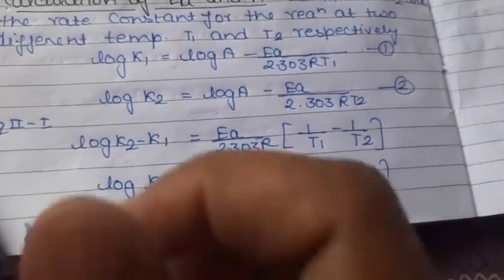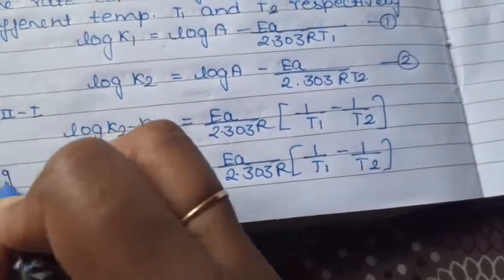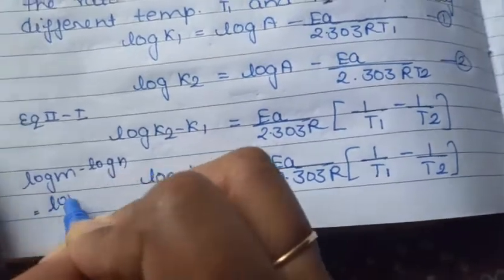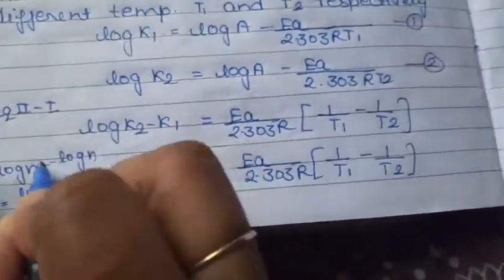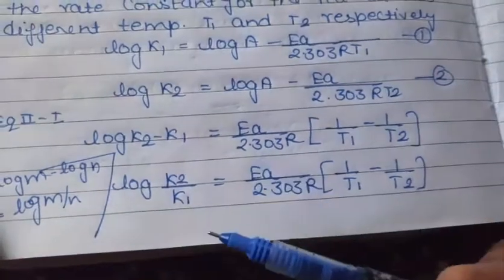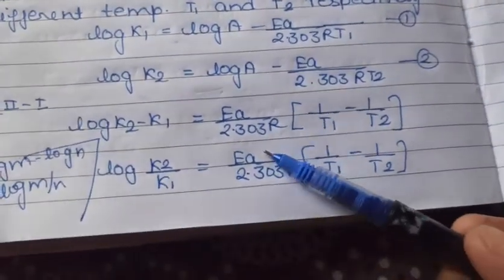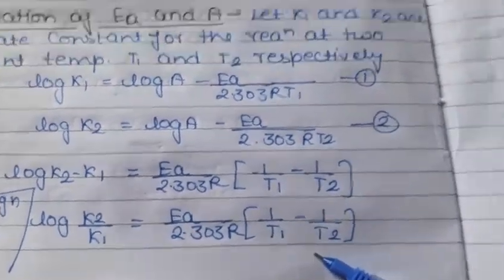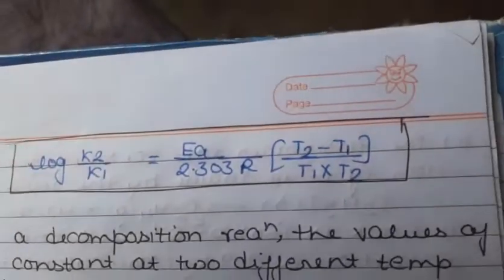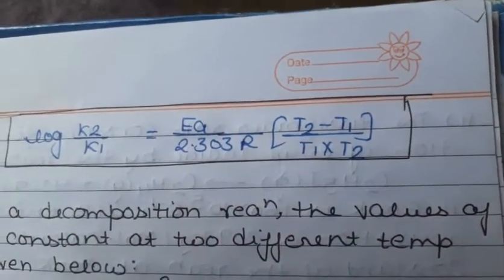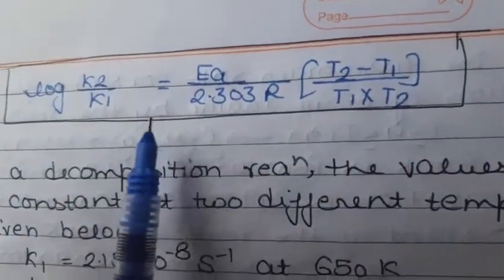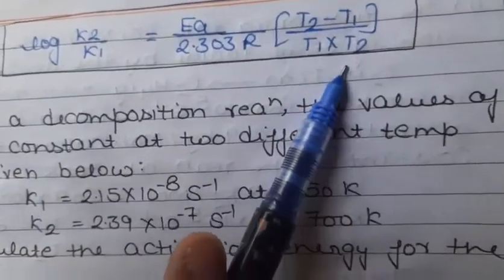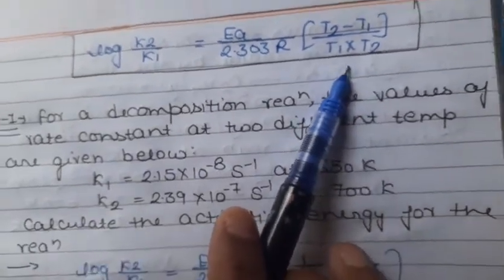Now you know, students, log m minus log n equals log m by n, so log k2 minus log k1 equals log k2 upon k1, which is equal to Ea upon 2.303 R into 1 upon T1 minus 1 upon T2. We can write it like that: log k2 upon k1 equals Ea upon 2.303 R into T2 minus T1 upon T1 into T2. So students, by using this we can solve many numericals like that.